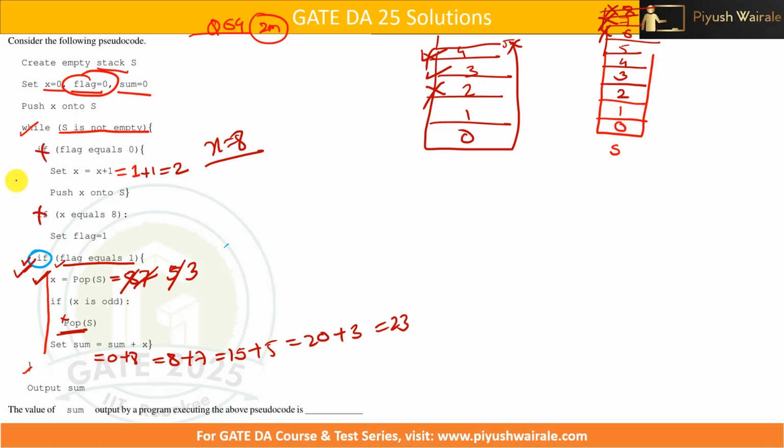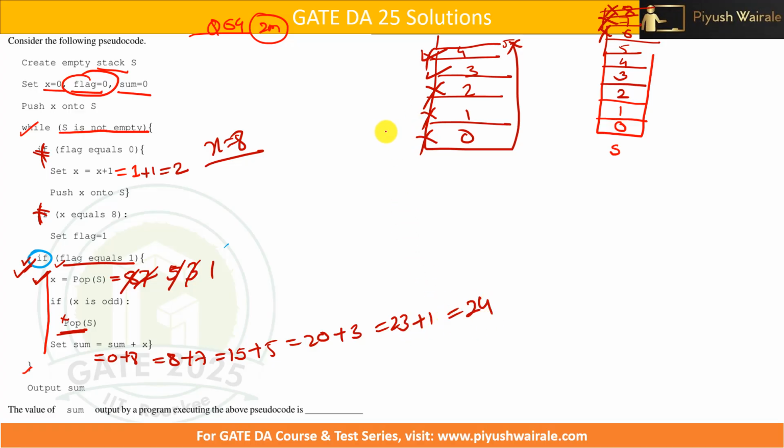Again we are going for a next iteration. Again both conditions are false. Flag equals 1, that is true. x equals pop s. Again we are going to remove the element, that is basically 1. So here x equals 1. Again we are checking if x is odd. Yes, that is true. Then we are going to remove the top element, again pop s. So we have only one element, that is 0. So we have removed this, and x equals 1, that is sum plus x, that is basically 24 here.